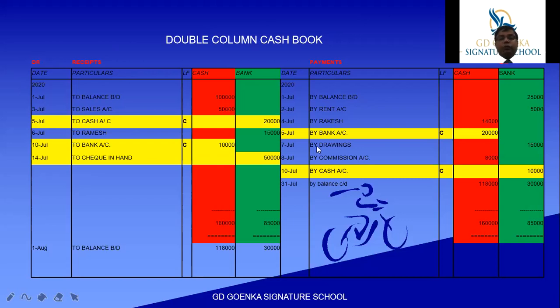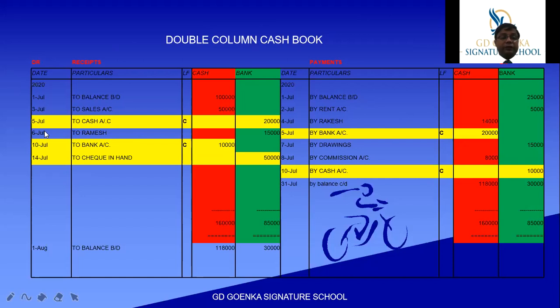The transaction of July 7 was already explained to you. It is not a contra entry. It is a single entry because here the money is being withdrawn from the bank for personal use. That's why it is by drawings into the bank. In the commission paid, the money goes out. That's why it is recorded on the credit side.